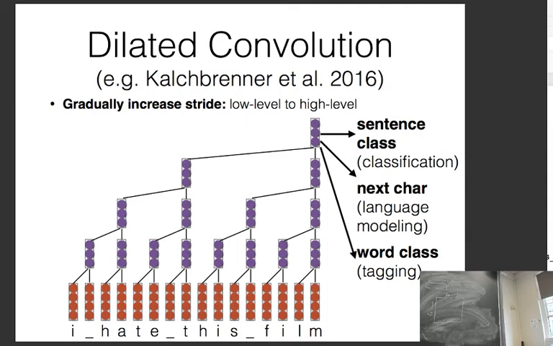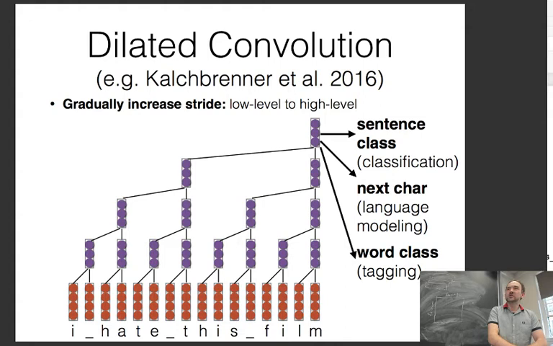Oh, yeah. The parameters at each level would be different, right? The filter parameters. Yes, in general. They wouldn't necessarily have to be, but I think it's a better idea to do that usually. The question was, are the parameters different at every level?